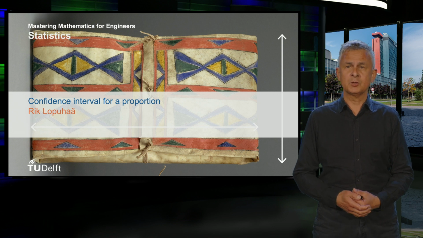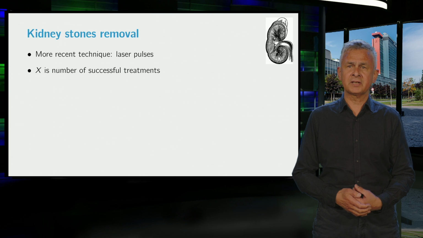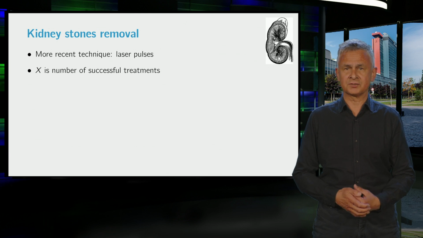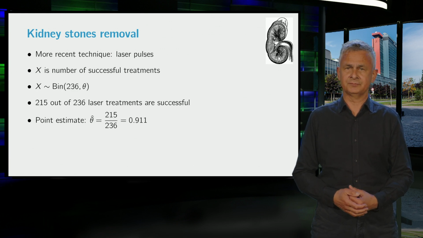In this video, you will learn the construction of a confidence interval for the probability of success of a binomial distribution. Let us return to the kidney stones example from the first video of week 3. We focused on the technique using laser pulses. Now suppose we give this treatment to n patients and let x be the number of successful treatments.